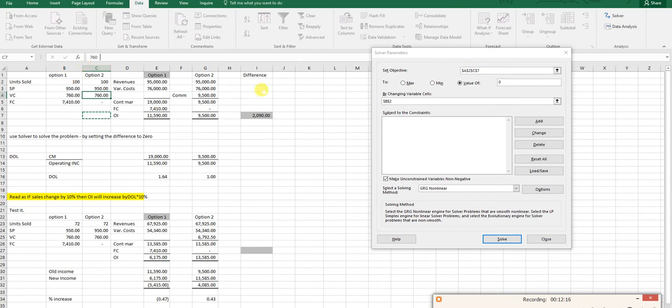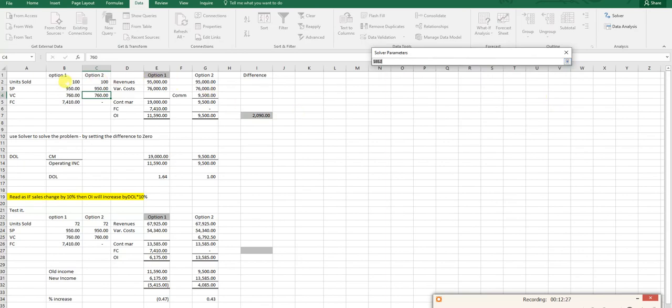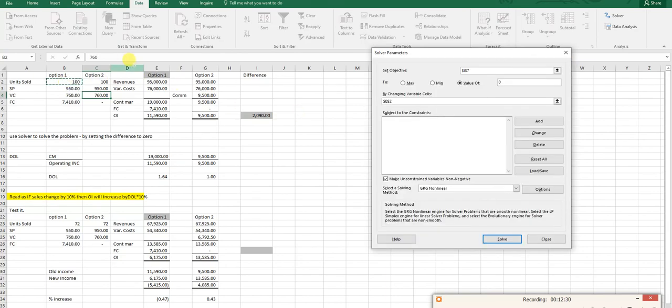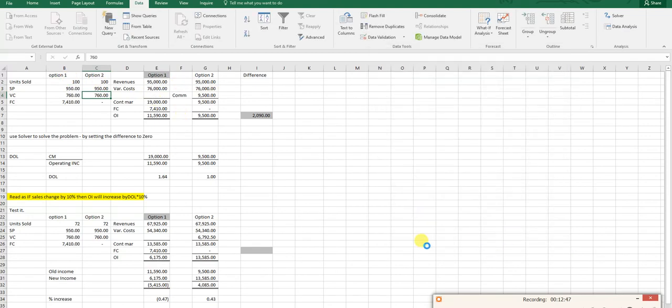But anyway, all right, so I want to set my objective. My objective is this cell, and I want it to be a value of 0, and I want it to keep checking until it changes by changing this number. Okay, so set objective I7 right there to a value of 0 by changing cells this one. Okay, and again, it won't work if there's anything but formulas in here. So I'm going to solve it.